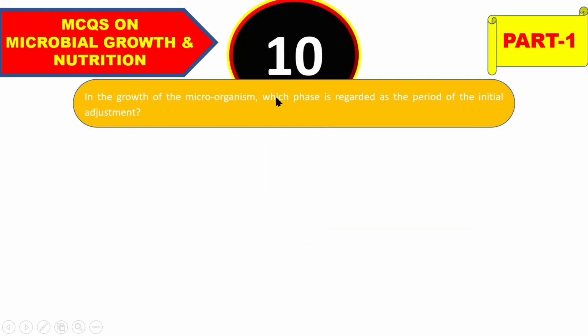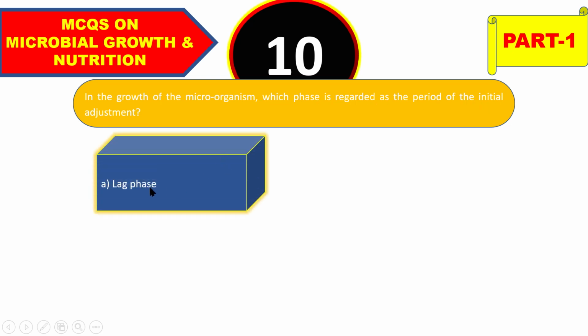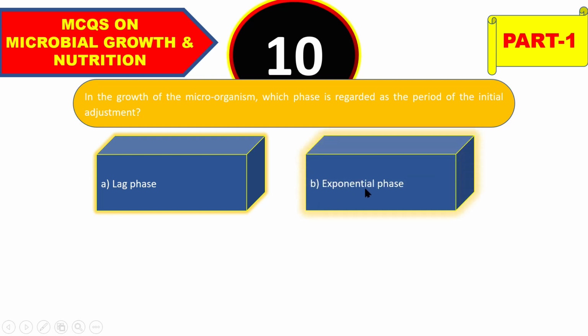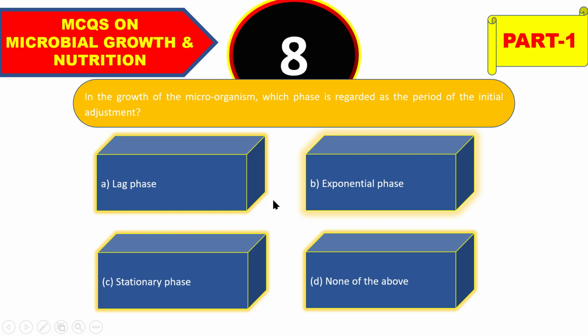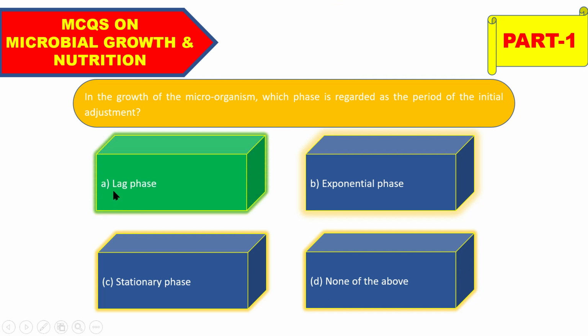Okay, so next देखते हैं कौन सी क्वेश्चन है, that is, in the growth of the microorganism, which phase is regarded as the period of the initial adjustment? That is lag phase, exponential phase, stationary phase, or none of the above. And the right answer about the growth of microorganism, that is lag phase. Okay, so the lag phase is the initial adjustment phase.